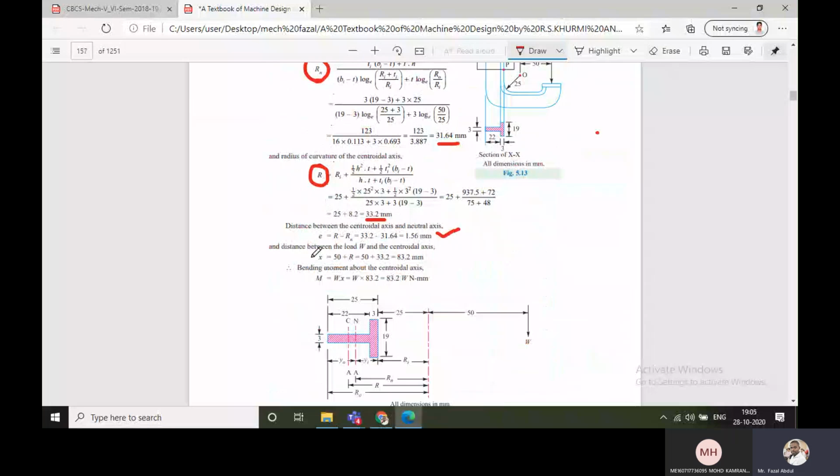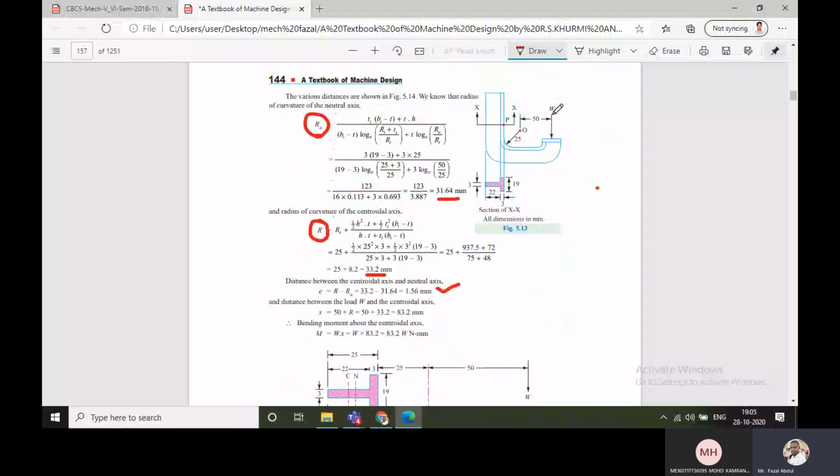Now, the distance between the load and the central axis. See the figure. Load W is given. The question is asking to calculate the load value. From the centroid, this is the origin of the figure. From here to here, how much is given? 50. Now the X value, suppose here to here, we don't know.